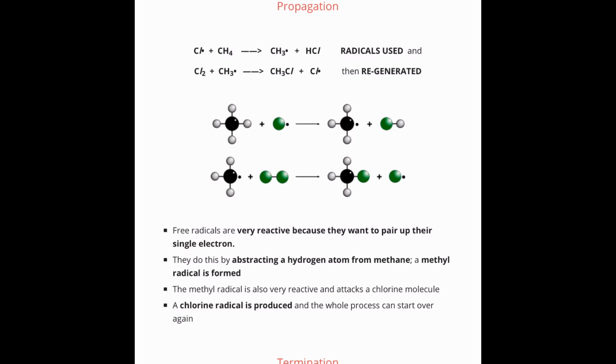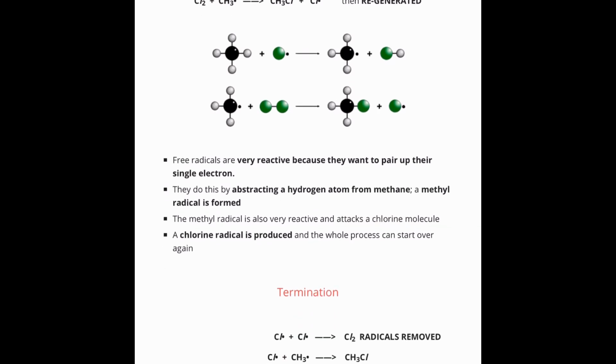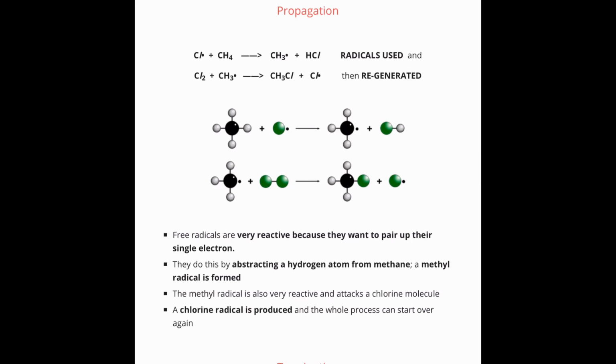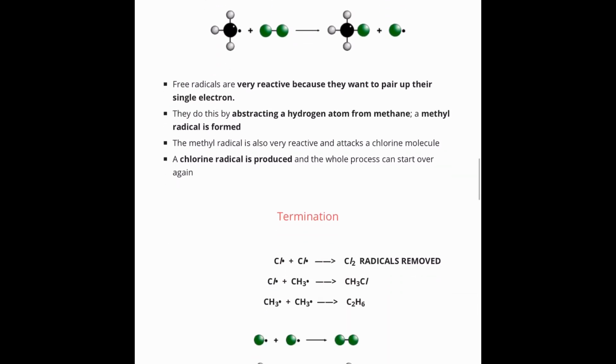Notice in propagation, radical plus neutral makes radical plus neutral. Neutral plus radical makes neutral plus radical. And we can represent these using the ball and stick model as well. Here's methane with a chlorine radical making a methyl radical plus hydrogen chloride, which is exactly the same as this first equation above. The second one is the methyl radical reacting with chlorine to make chloromethane, and the chlorine radical, which is this one here.